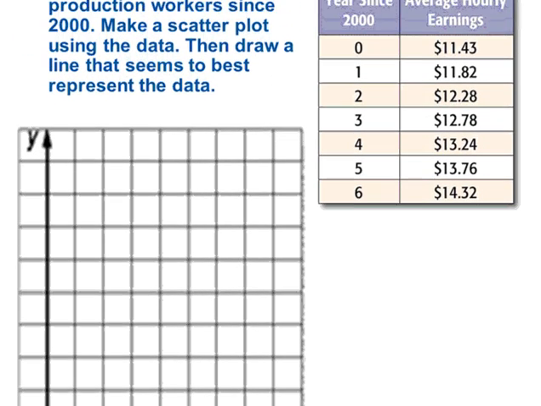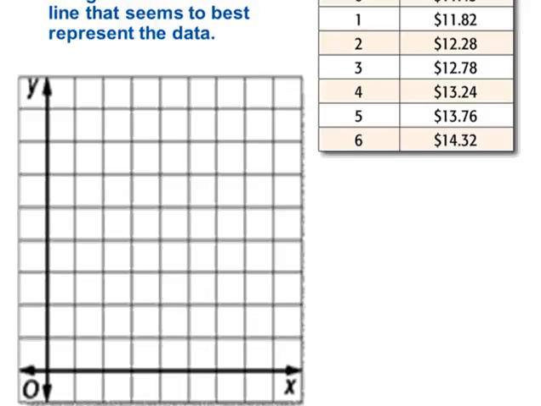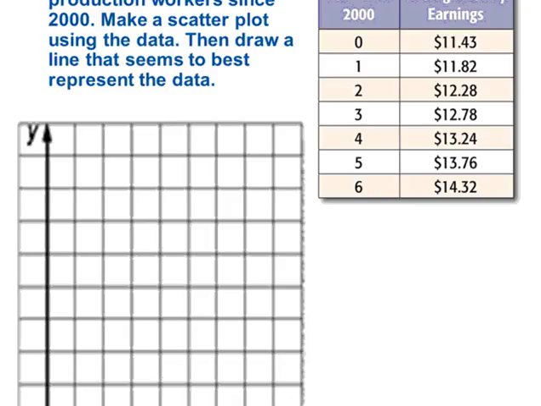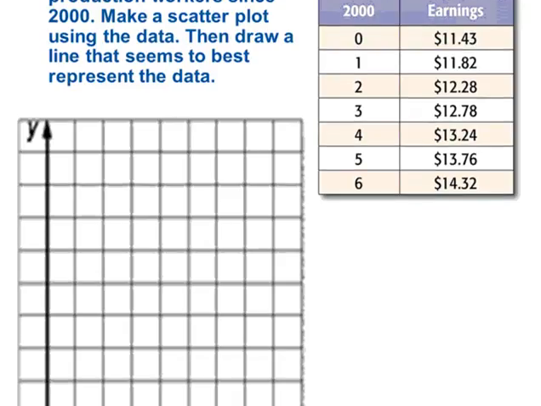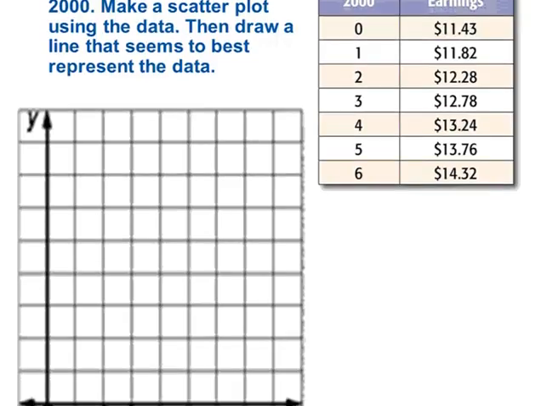Well, as I can see here, I've got 6 years to plot. So this would be the year 2000, this would be 2001, 2002, 2003, 4, 5, and 6. And then going up the side, it goes from just about 11 on up. So I'm going to let this line right here be 11. This will be 11.50, 12, 12.50, 13, 13.50, and $14.